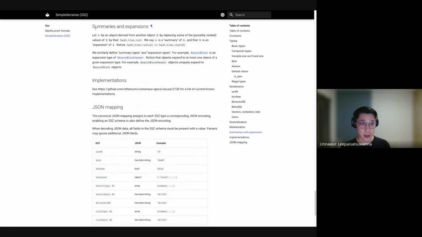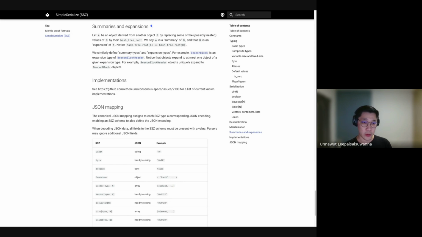Another interesting thing about simple serialize is that there's something called summaries and expansion. I think this is pretty cool. So basically, what this means is that if you have beacon block versus beacon block header, what is interesting about the beacon block header is that you can see here that it has the slot, proposer index, the parent root, state root, and body root.